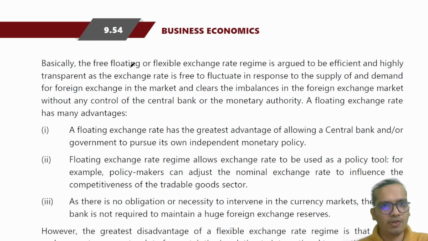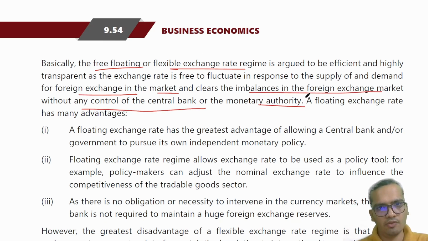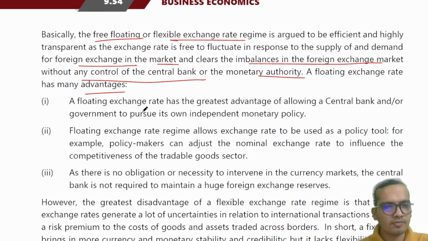Basically, the free floating or flexible exchange rate regime is argued to be efficient and highly transparent, as the exchange rate is free to fluctuate in response to the supply of and demand for foreign exchange in the market, and clears the imbalance in the foreign exchange market without any control of the central bank or the monetary policy. A floating exchange rate has many advantages. It has the greatest advantage of allowing the central bank or government to pursue its own independent monetary policy. Floating exchange rate regimes allow the exchange rate to be used as a policy tool.